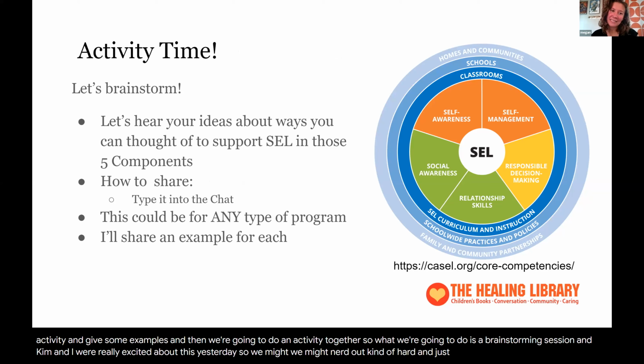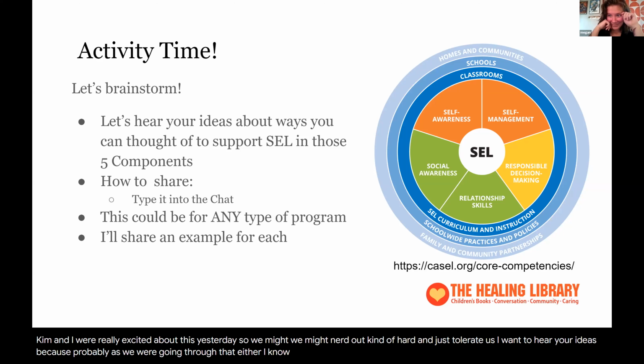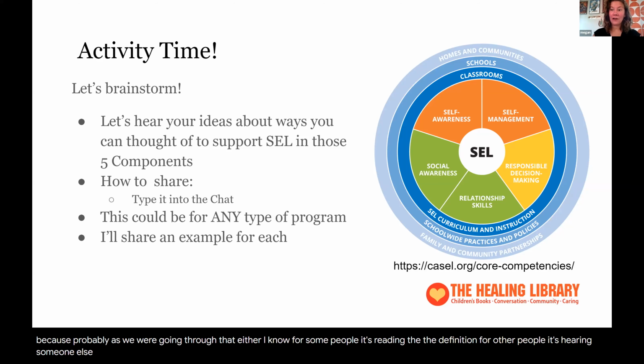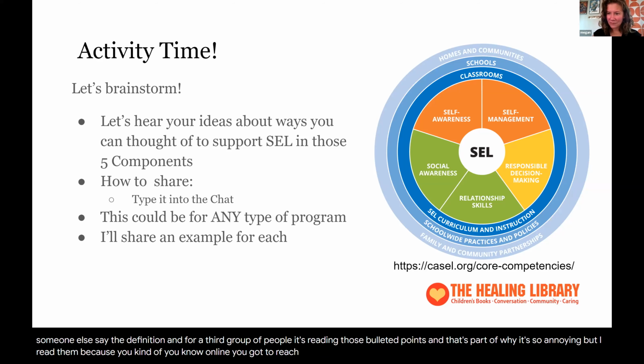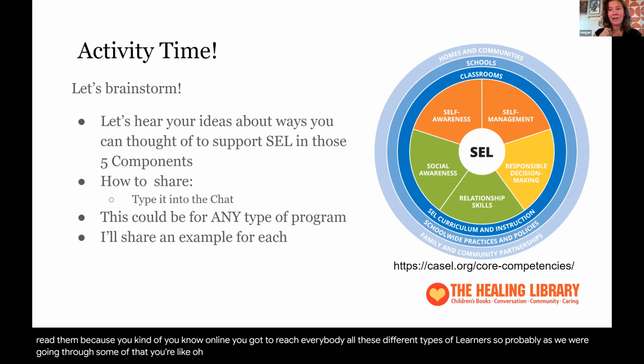I want to hear your ideas, because probably as we were going through that, I know for some people it's reading the definition, for other people it's hearing someone else say the definition, and for a third group of people it's reading those bulleted points. And that's part of why it's so annoying, but I read them because, you know, online you got to reach everybody, all these different types of learners. So probably as we were going through some of that, you were like, oh, I do that really well, I've got a good one. And I want to hear those really good ideas.